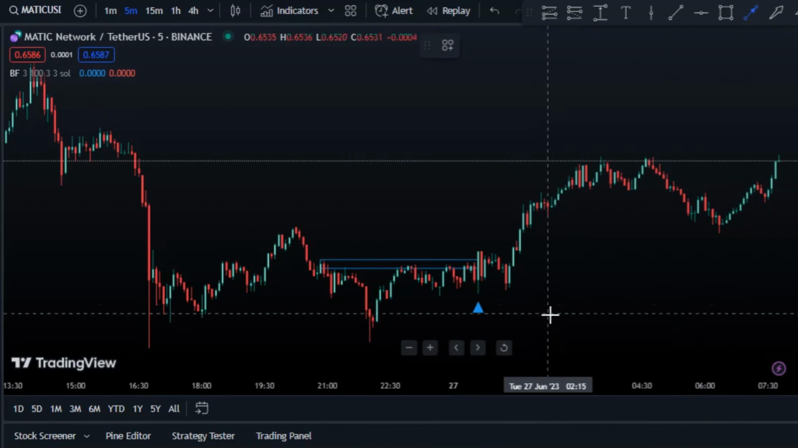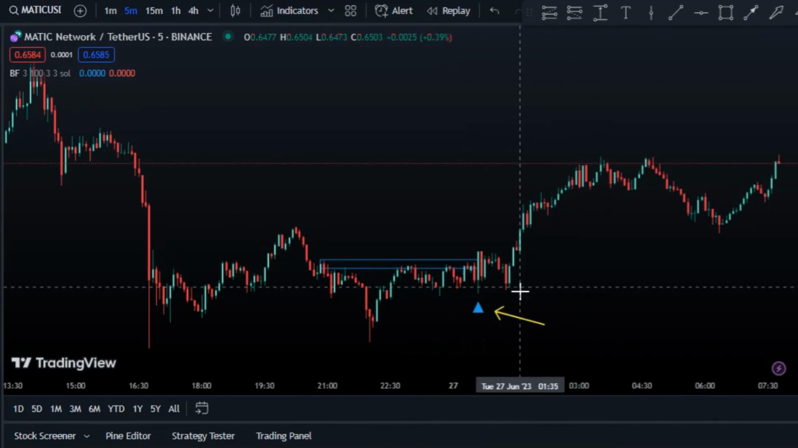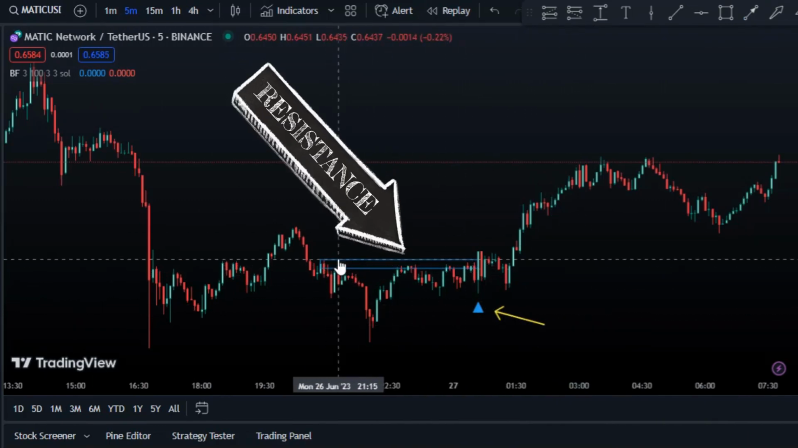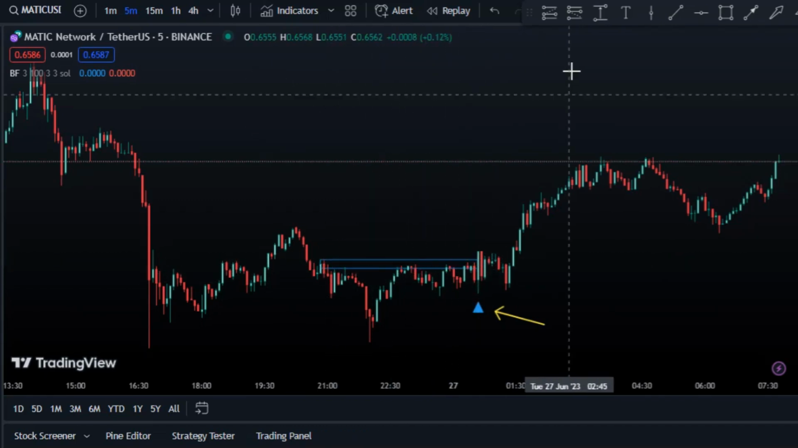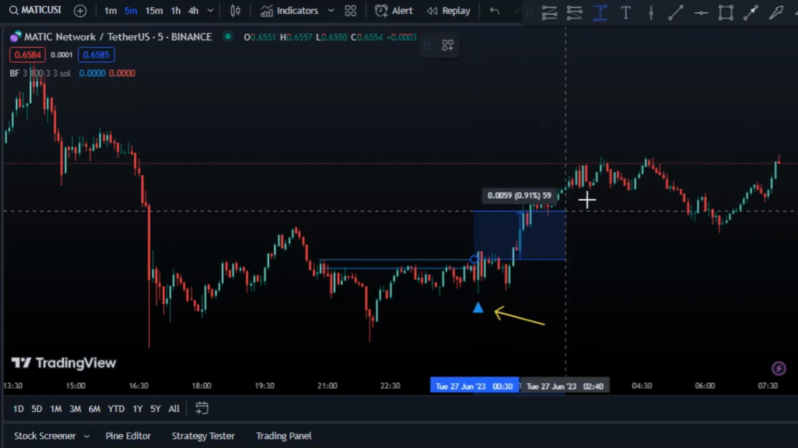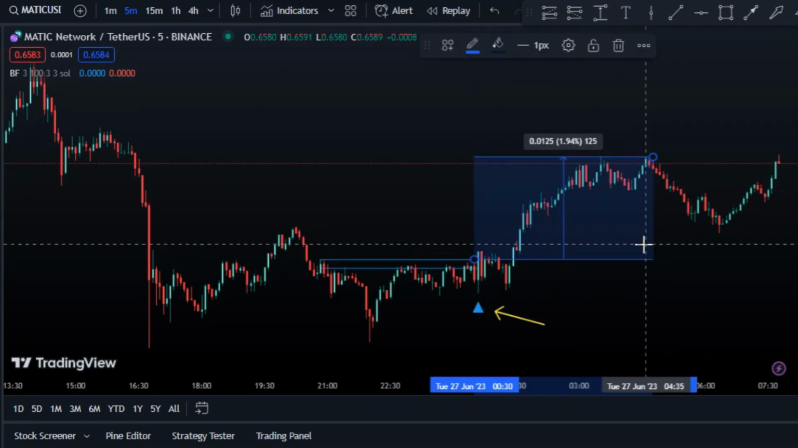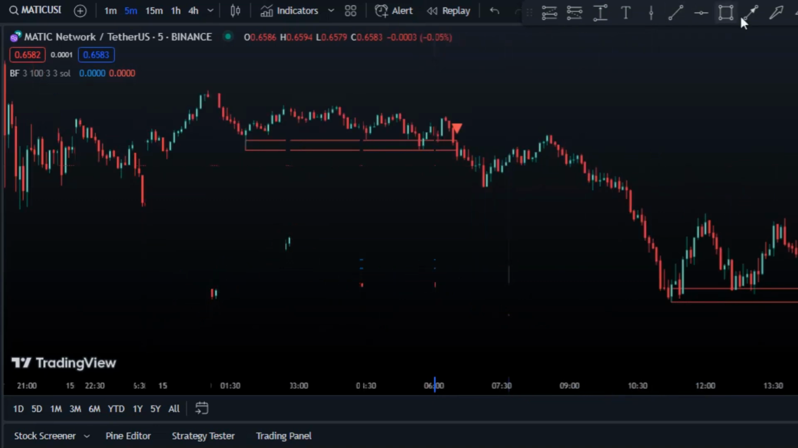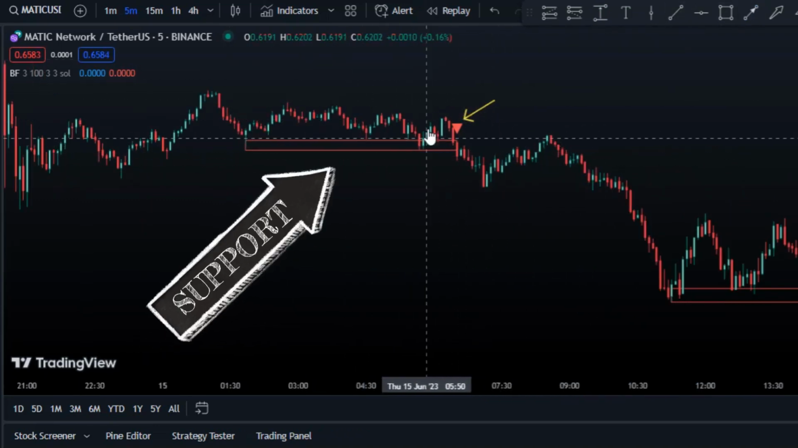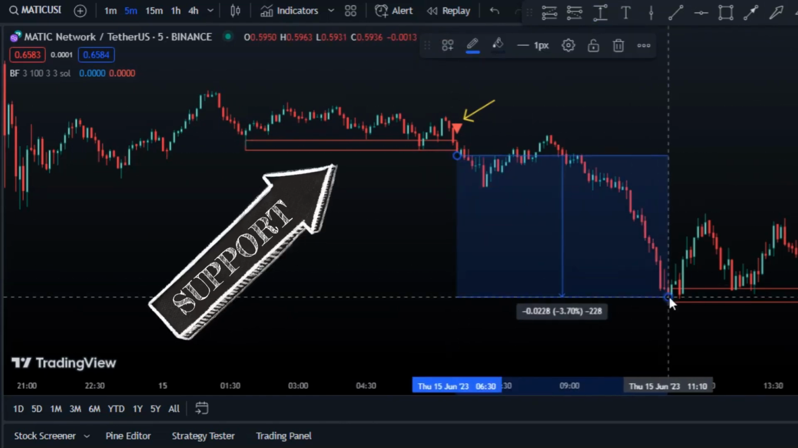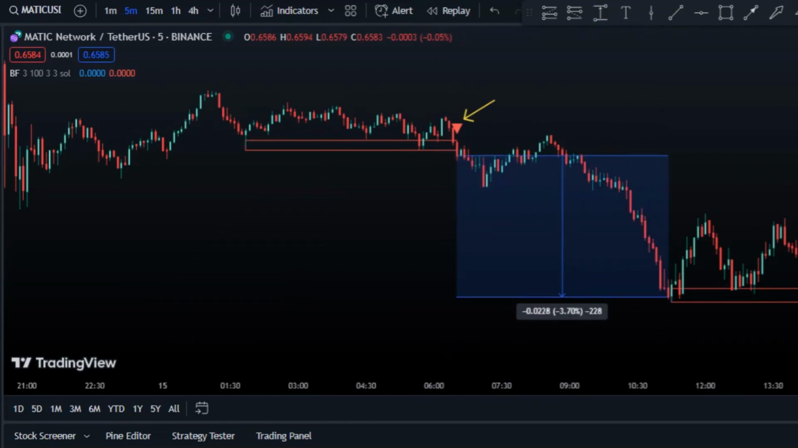In this example, the indicator has identified a breakout by marking a resistance area and displaying a breakout point. It indicates that a breakout has occurred, allowing you to enter a long trade at this candle. And similarly, the indicator has identified a support area in this example and generated a short signal after the support level has broken.